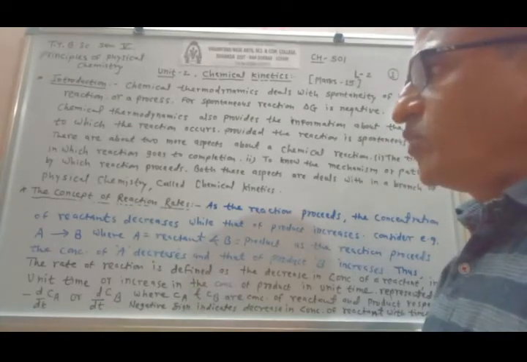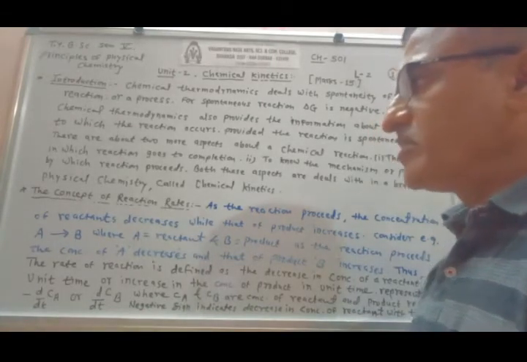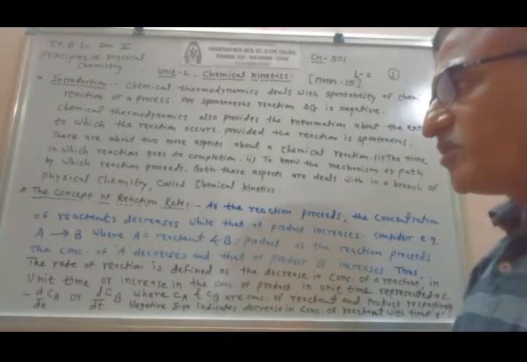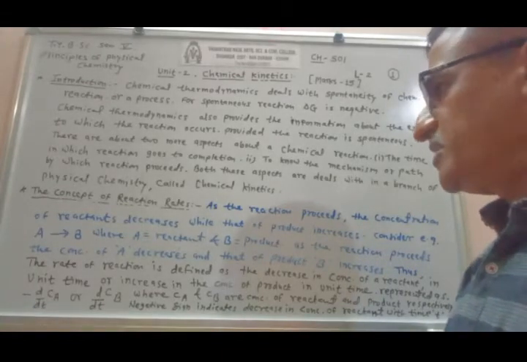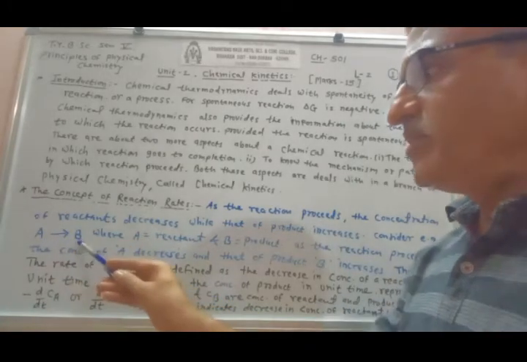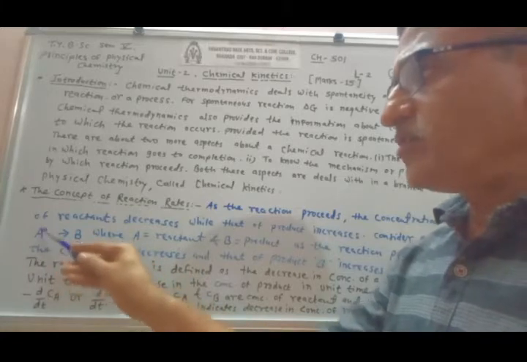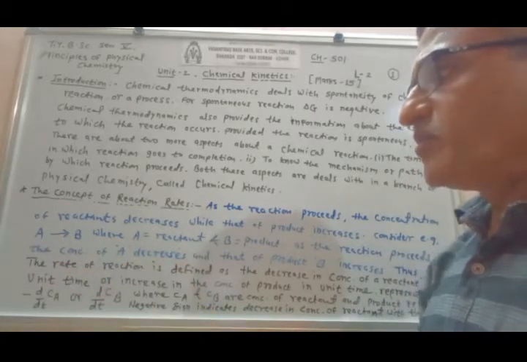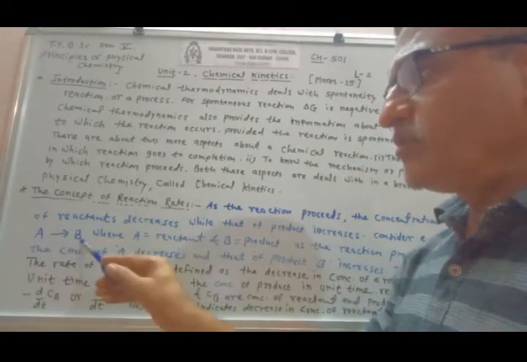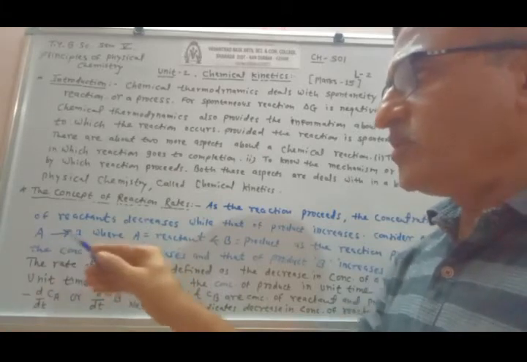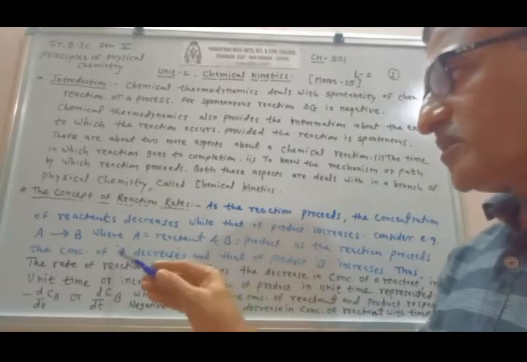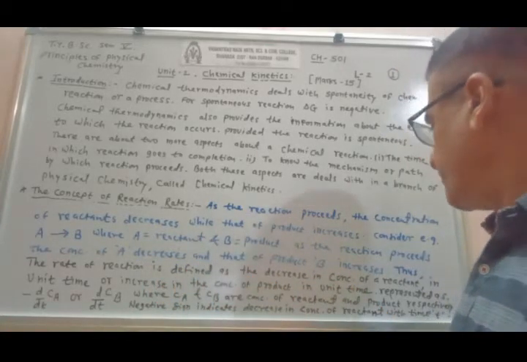Now we have to know the concept of reaction rates. As the reaction proceeds, the concentration of reactant decreases while that of product increases. Here A gives B. This is the reaction. Here A is the reactant, B is the product. At the start, A is 100% and B is 0. But at the end of the reaction, A is 0 and B is 100%. As the reaction proceeds, the concentration of A decreases and that of product B increases.